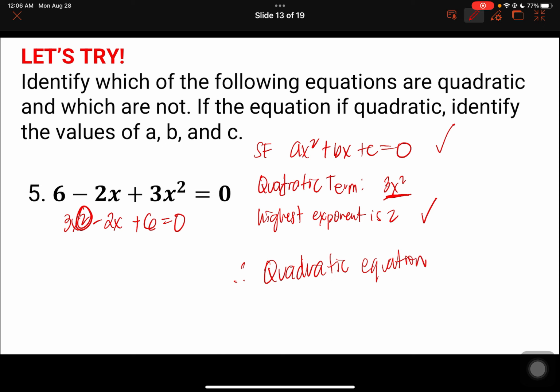And what are the values of A? A is 3. B naman ay negative 2 kasi ito po yung kasama ni X. At si C ay positive 6.